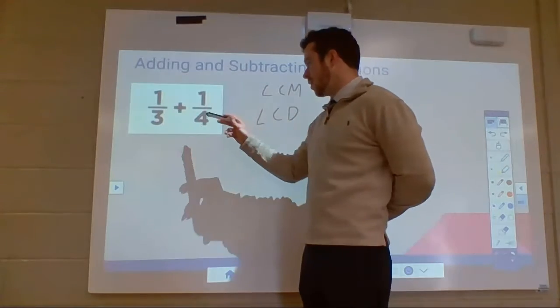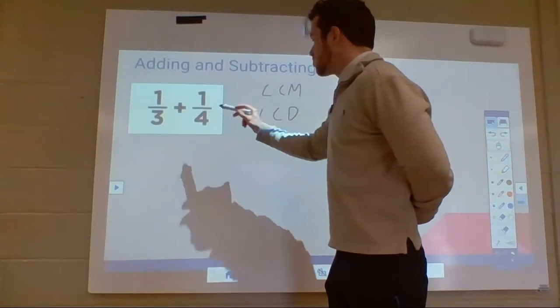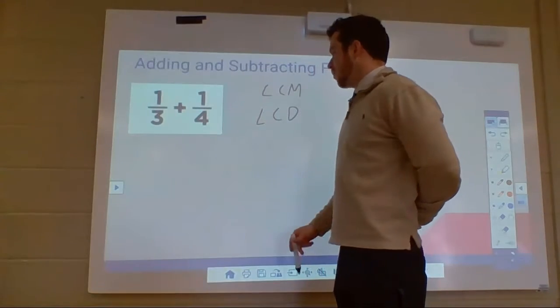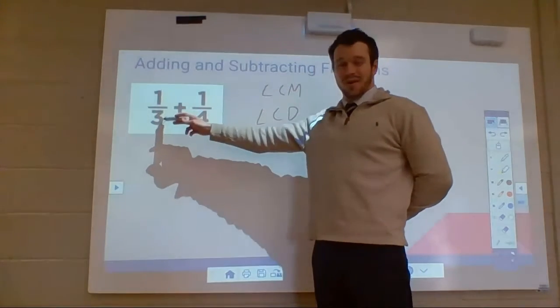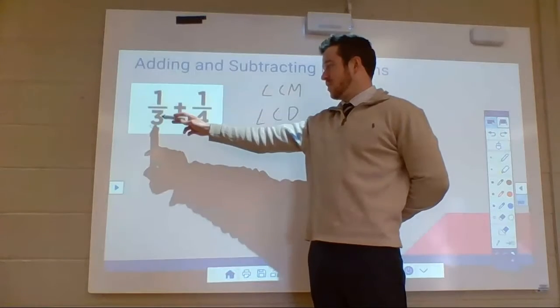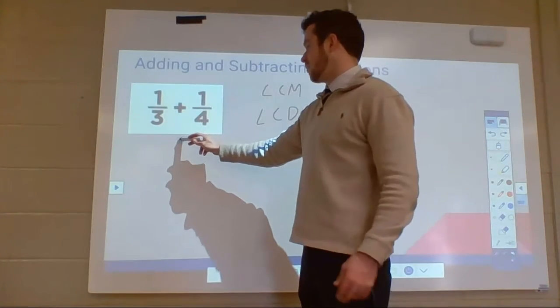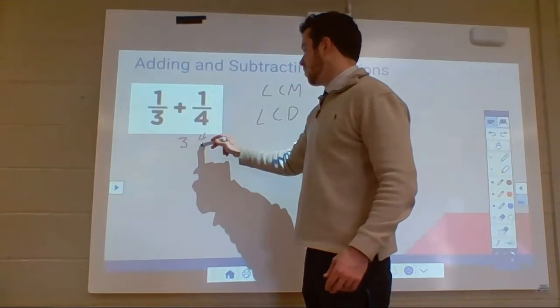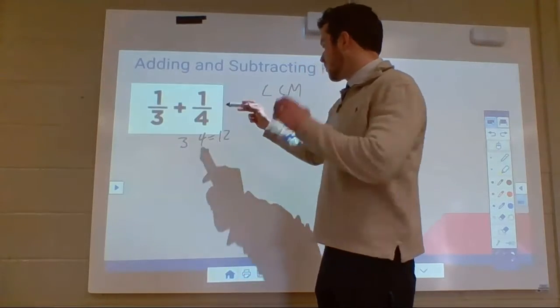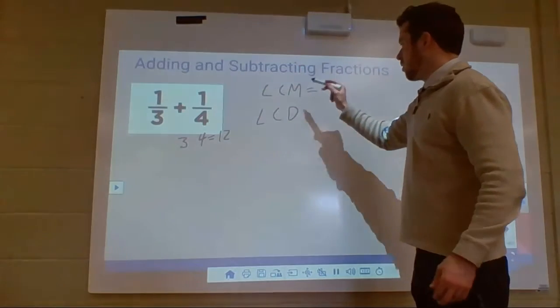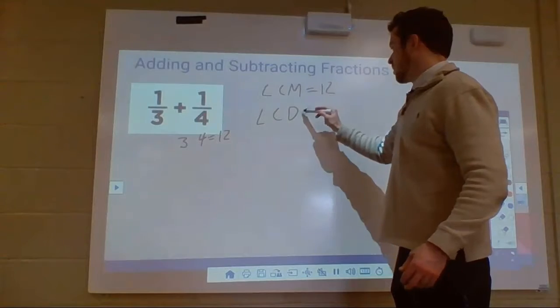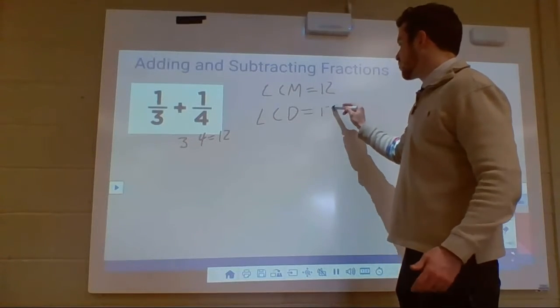Okay? So one trick you can use to find the least common multiple when at least one of these numbers is prime, so 3 is a prime number but 4 is not, you could just simply multiply them together. We could say 3 times 4, that's going to be 12. So the least common multiple of the denominators is 12, or like I said, the least common denominator is 12.